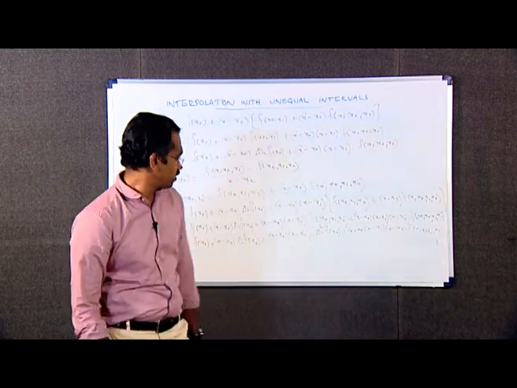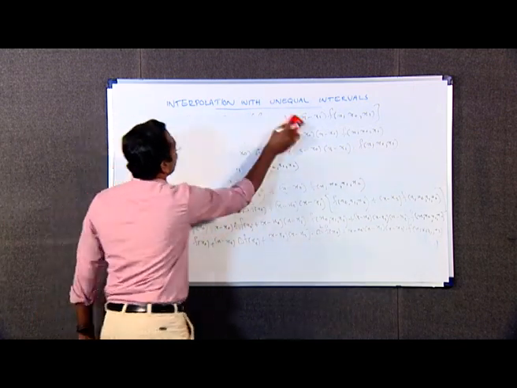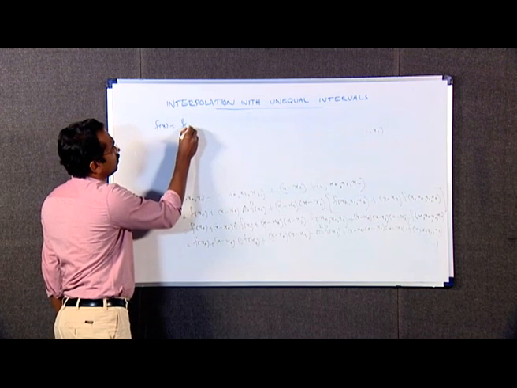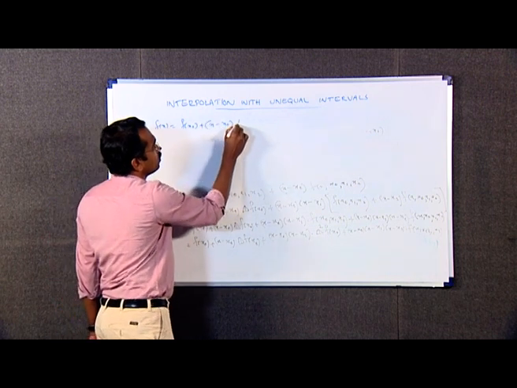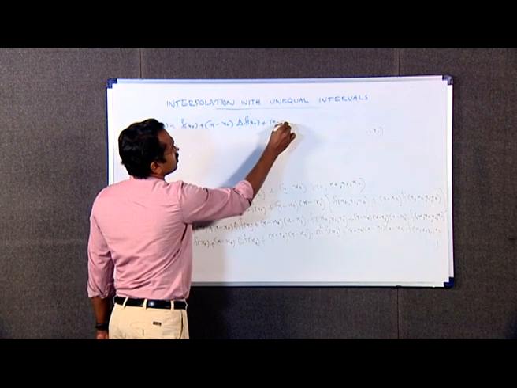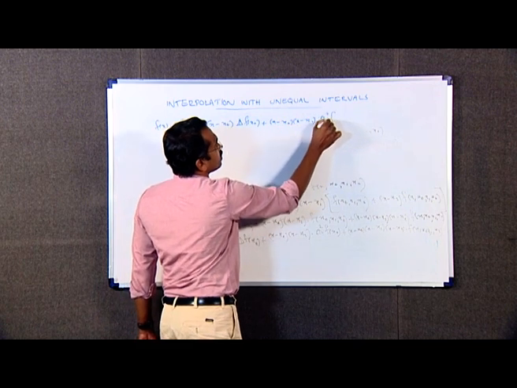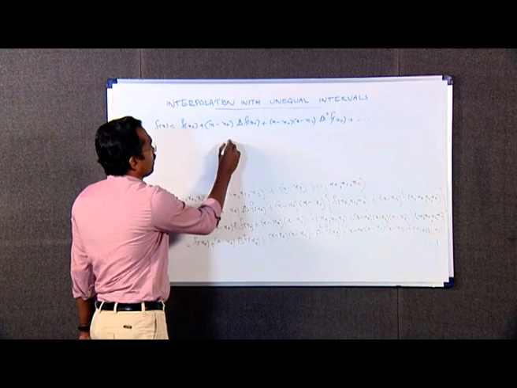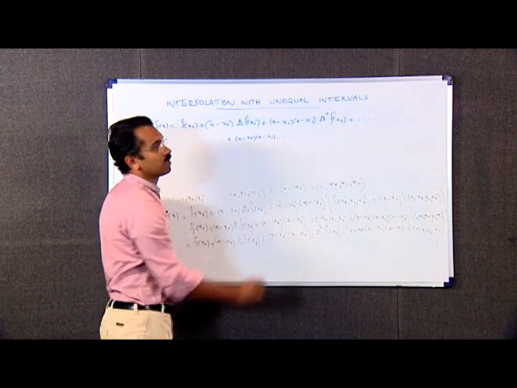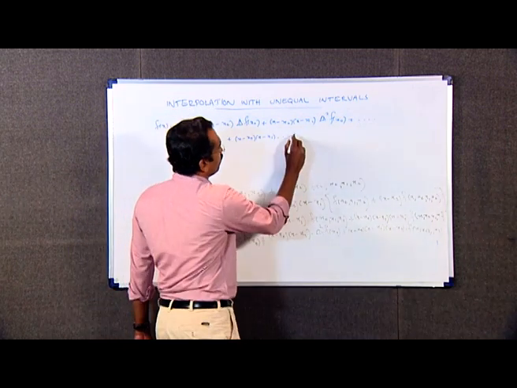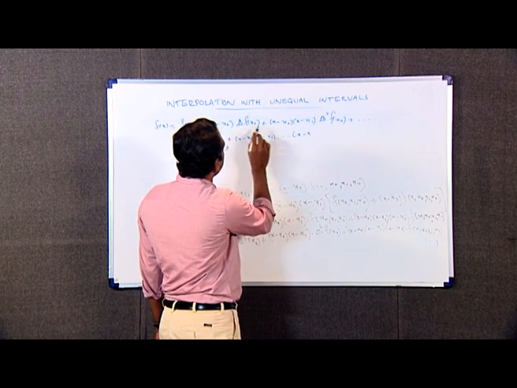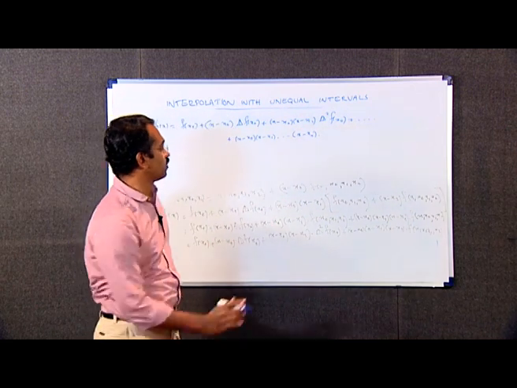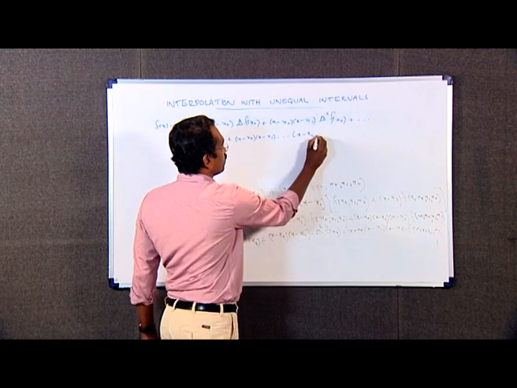Proceeding in this manner, we get f(x) is equal to f(x0) plus (x minus x0) into divided delta f(x0) plus (x minus x0) into (x minus x1) into divided delta square f(x0) plus etc. plus, in general, (x minus x0) into (x minus x1) into etc. (x minus x n minus 1) into divided delta raised to n f(x0).